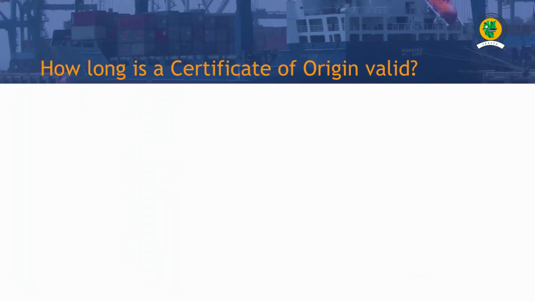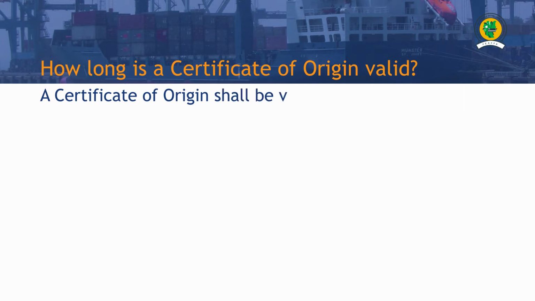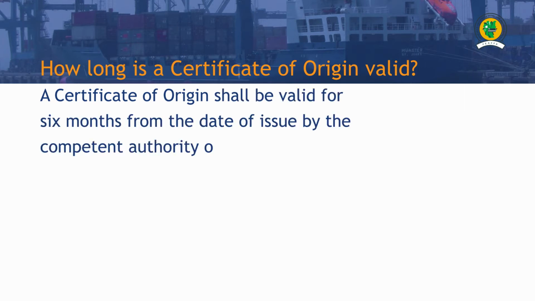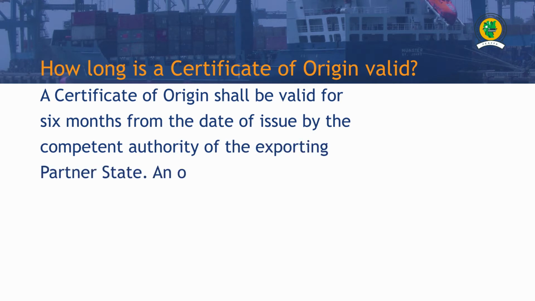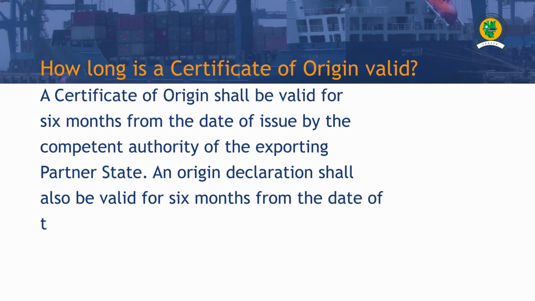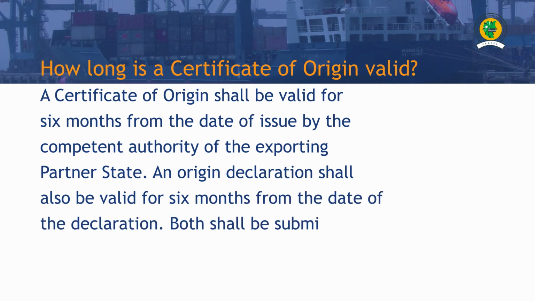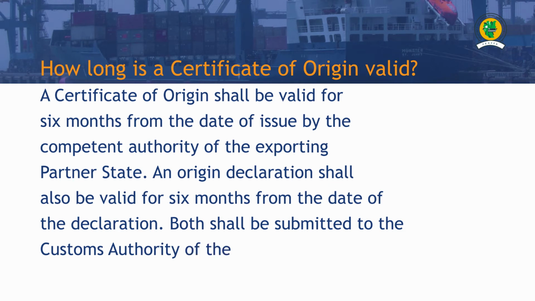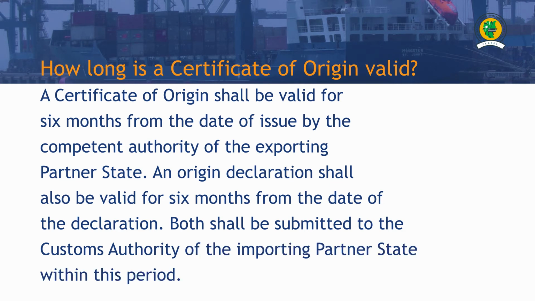How long is a certificate of origin valid? A certificate of origin shall be valid for 6 months from the date of issue by the competent authority of the exporting partner state. An origin declaration shall also be valid for 6 months from the date of the declaration. Both shall be submitted to the Customs Authority of the importing partner state within this period.